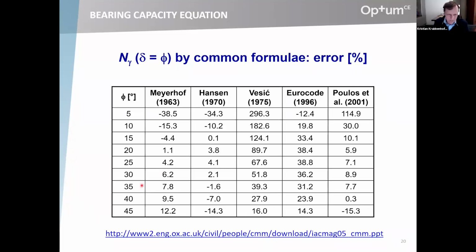And as he of course showed comparisons with other expressions as well. Meyerhof, Hansen, pretty good. These are the errors for different friction angles. Vesic, pretty terrible. Eurocode, 1996, but it's the same here 24 years later. Not great either, and Poulos et al, not a very well-known one, and not really too bad either.